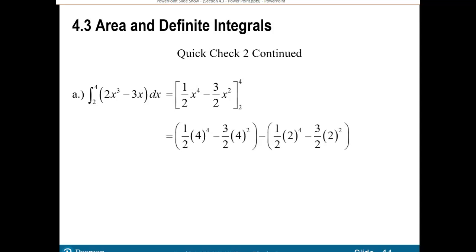So we plug in a 4: 1/2 times 4 to the 4th, minus 3/2 times 4 to the 2nd. Minus, then we plug in a 2: 1/2 times 2 to the 4th, minus 3/2 times 2 to the 2nd. Make sure, because of this subtraction, that the second expression is always in parentheses, the entire thing, because the simplifying will be wrong if it's not. All right, so cleaning that up, you get 128 minus 24 in that first group, minus, then you get 8 minus 6. So altogether, that totals 102.